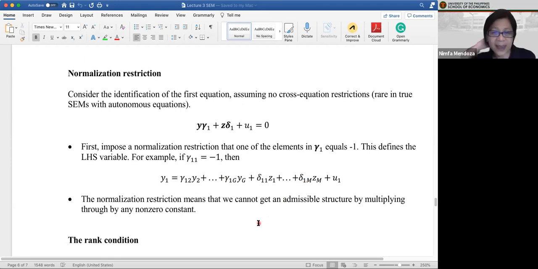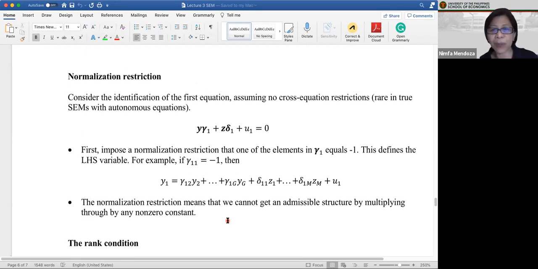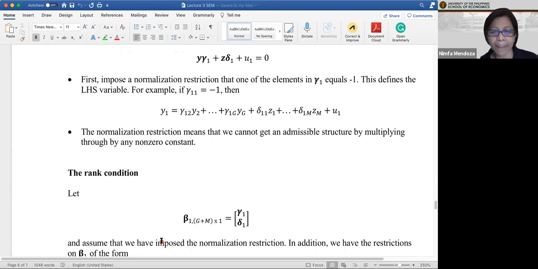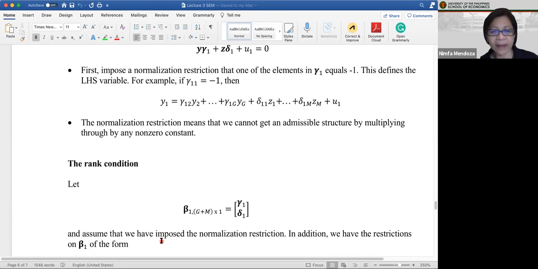So what does this normalization do? It means that we cannot get an admissible structure by multiplying through by any non-zero constant. Otherwise, we would have some indeterminacy. So that's the normalization restriction. You have to do that before checking the rank condition.